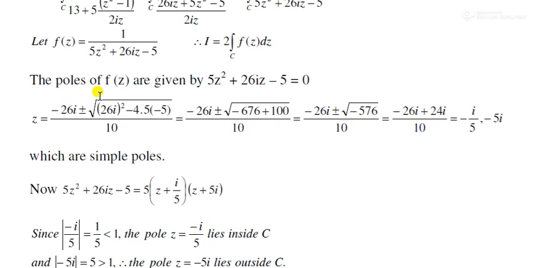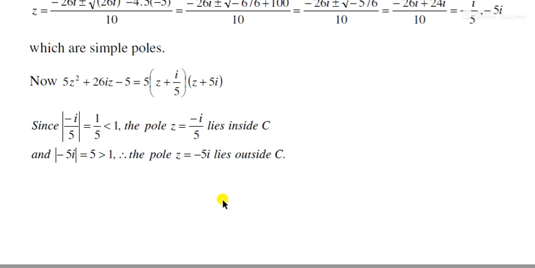In order to identify the poles of the function f of z, equate the denominator of f of z to 0. That is 5z square plus 26iz minus 5 equal to 0. This is a quadratic equation. So we can find the roots of this equation by using the formula minus b plus or minus square root of b square minus 4ac divided by 2a. So the roots are minus i by 5 and minus 5i. These two are nothing but simple poles.